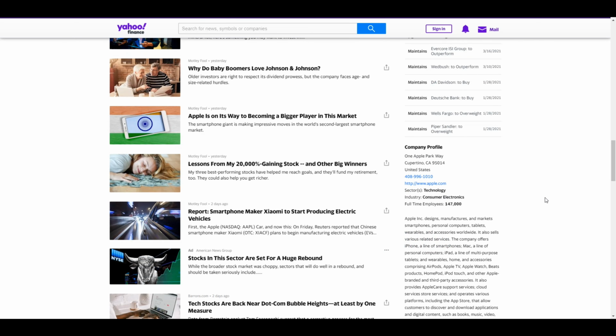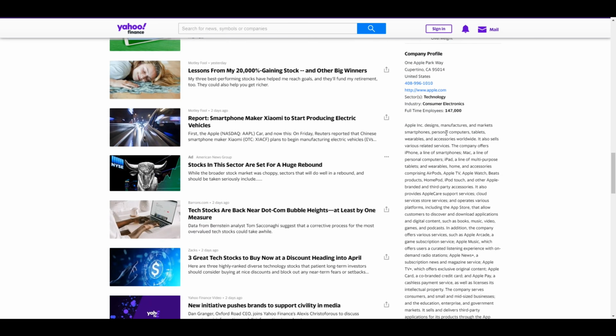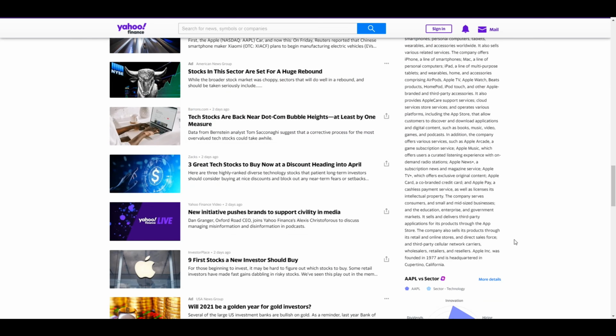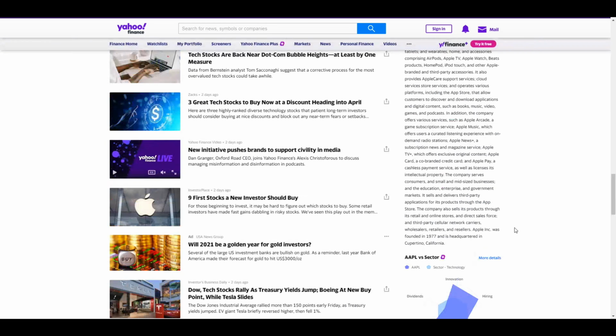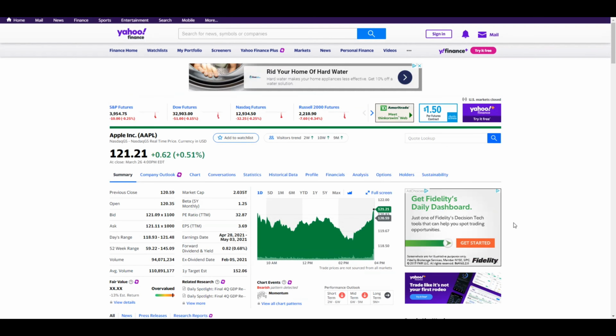If you scroll down lower, you'll find the company profile, including its information like address, phone number, company website, the sector that it's included in, full-time employees, and a small profile on what the company does. So that's the summary page for you guys.